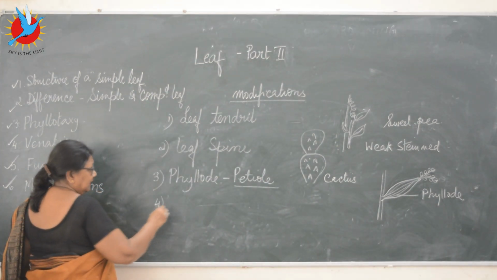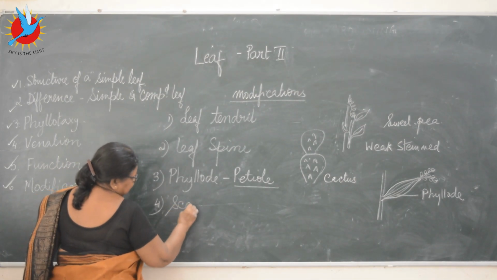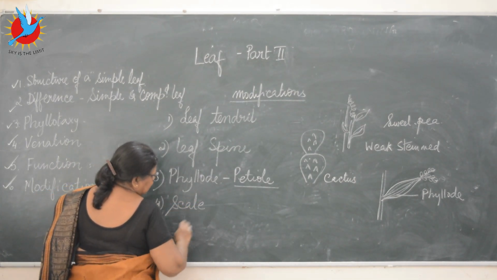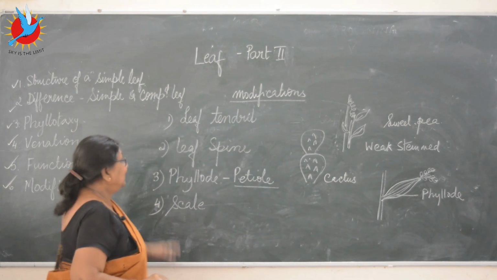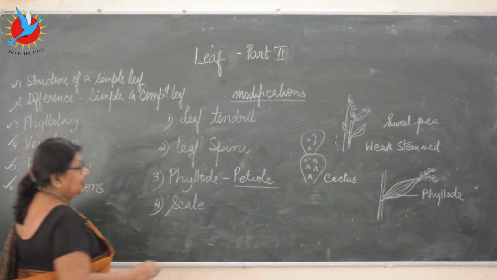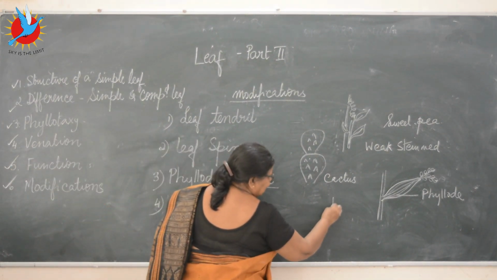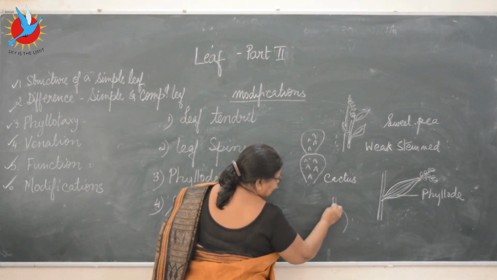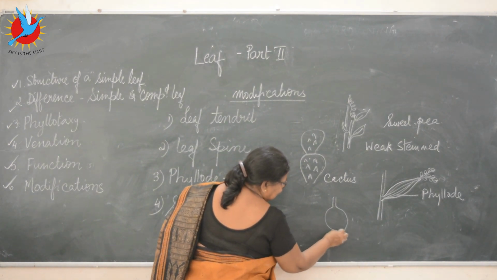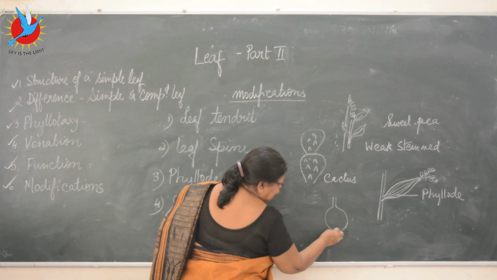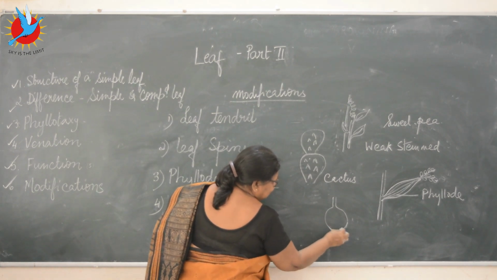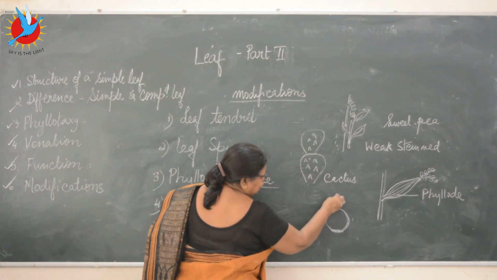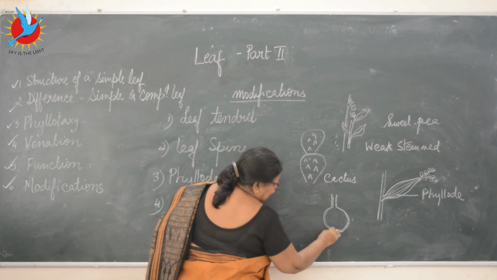Fourth one is the scales. Scale means dry. Just now I had drawn the onion. You have seen in the onion, in the garlic. Have you seen in the onion and garlic? The outermost layer, the outermost leaf is dry and scaly.